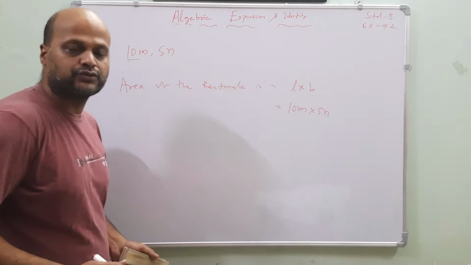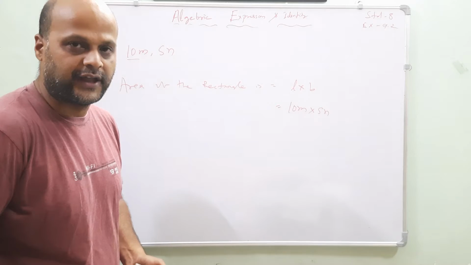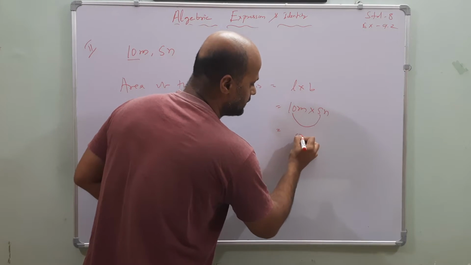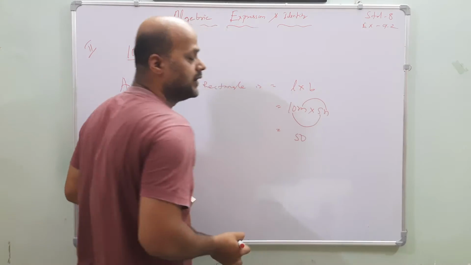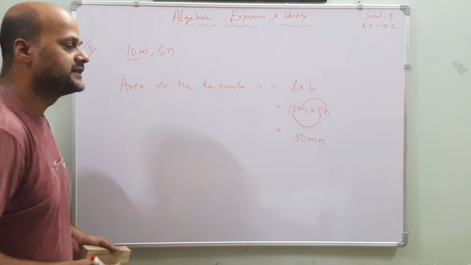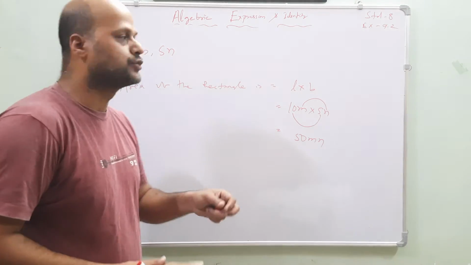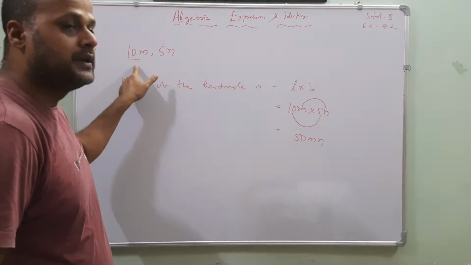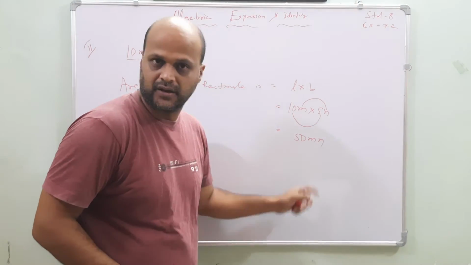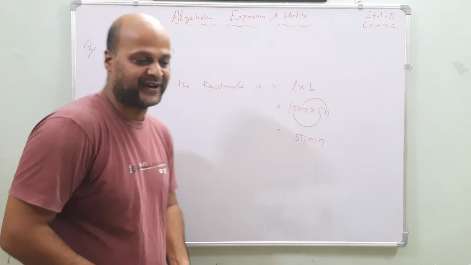So how will you multiply this one, my dear friends? Yes, very good, Aditi. 10 is multiplied with 5, that is 50, and the variables will be multiplied with each other, that is mn. So what is the area of the rectangle if the two sides are 10m and 5n? The answer is 50mn. Understood? Okay, very good, my dear friends.